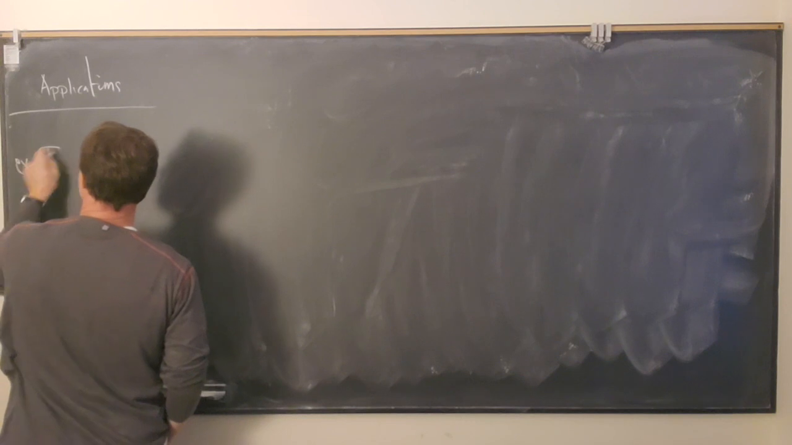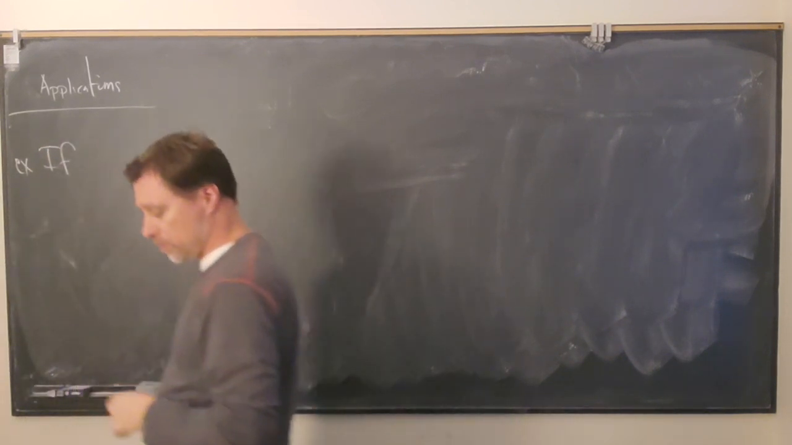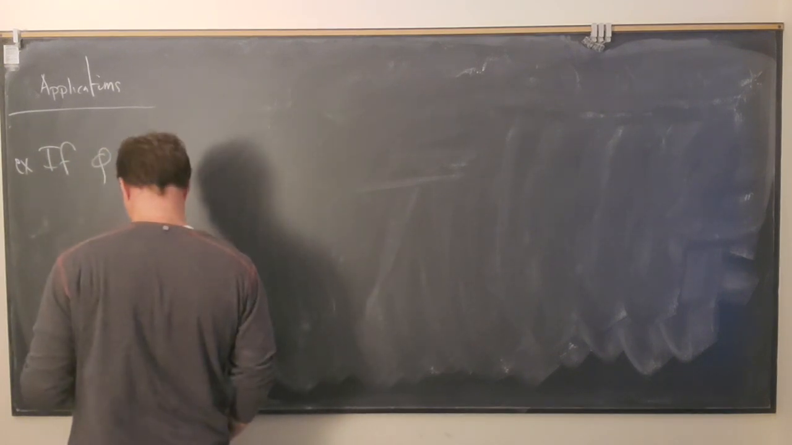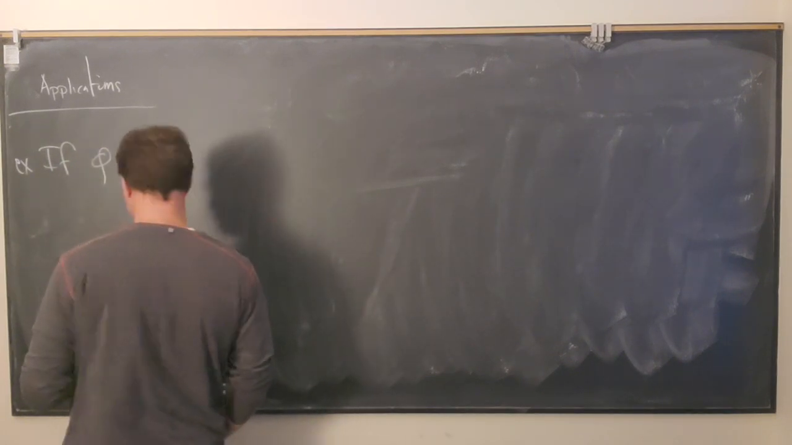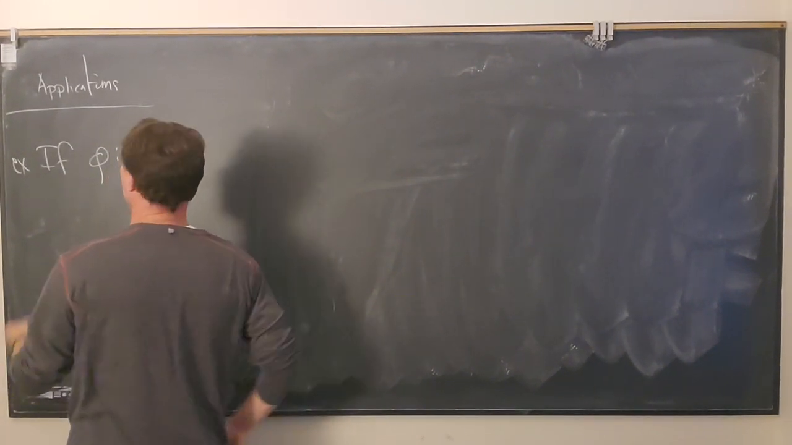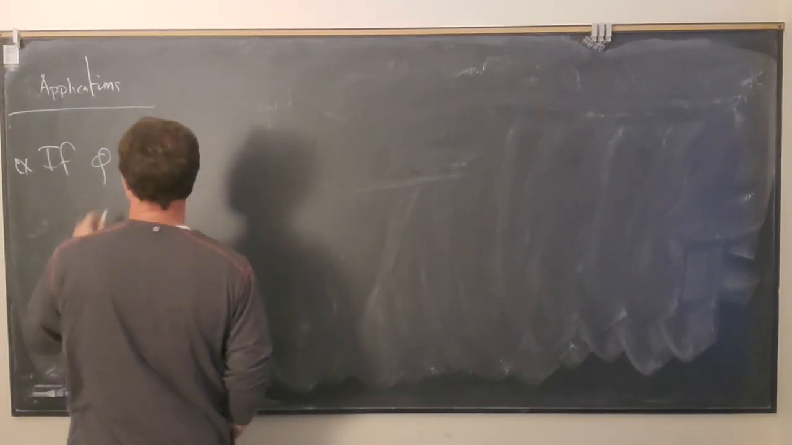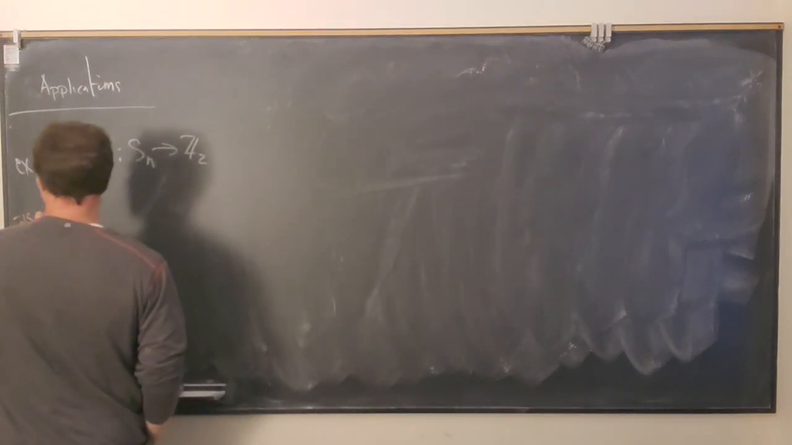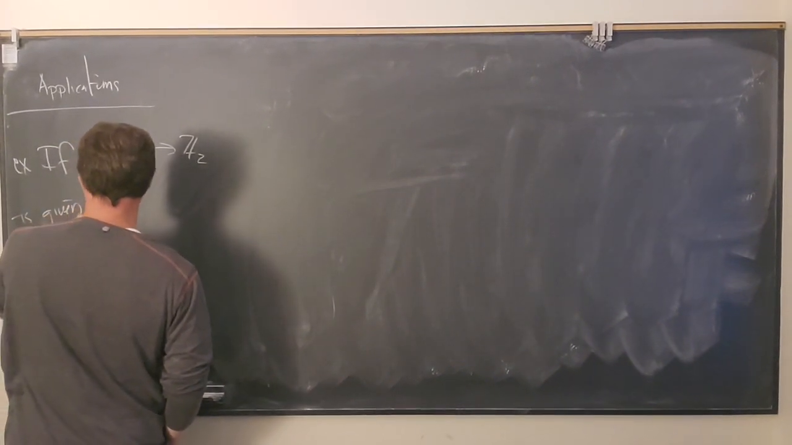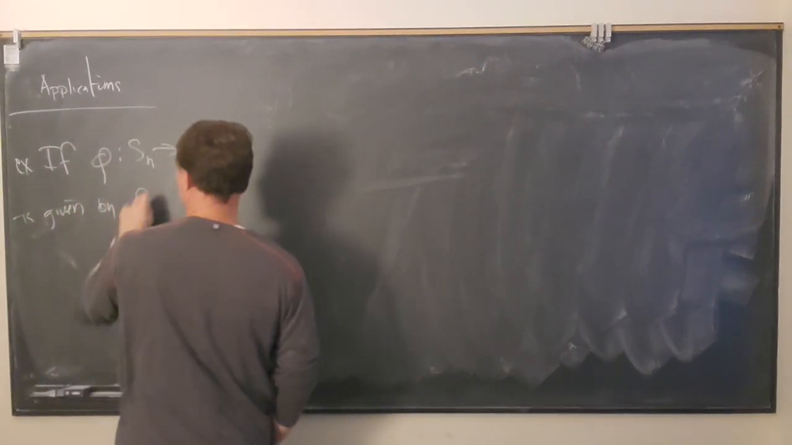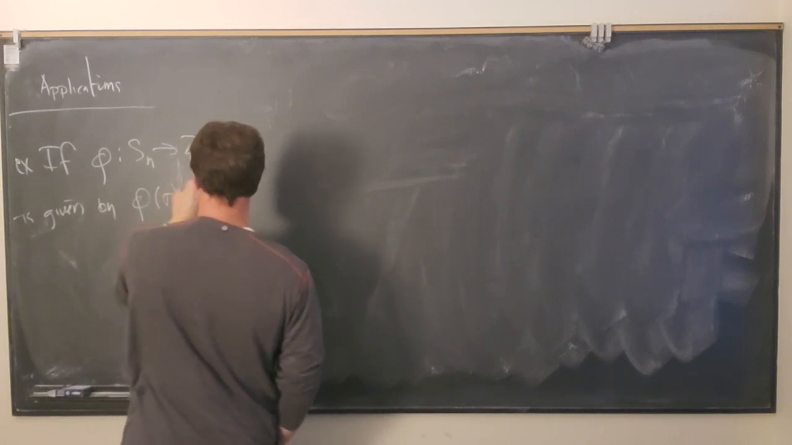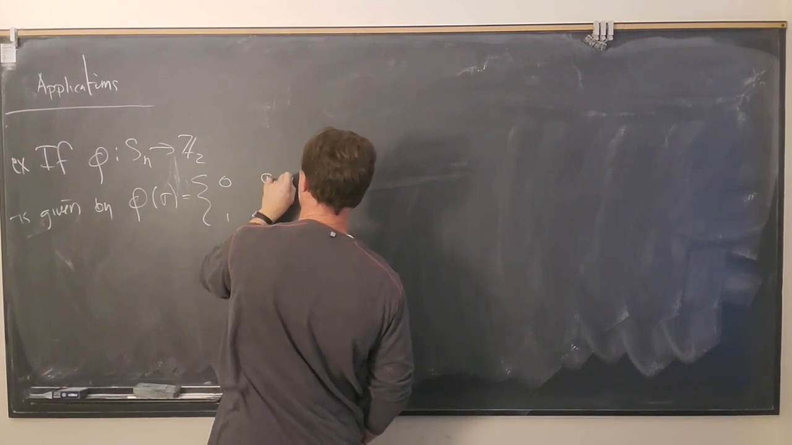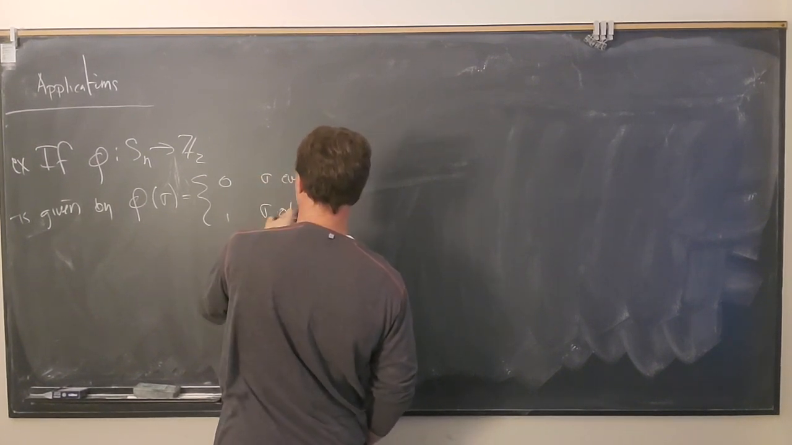So remember, one of the important standard homomorphisms that we had. I don't know if I gave it a name or not. I'm just going to use phi for now. It was the signum function. If phi from Sn to Z2 is given by phi of sigma equals, and remember it's either 0 or 1, so it's 0 if sigma is even, and it's 1 if sigma is odd.